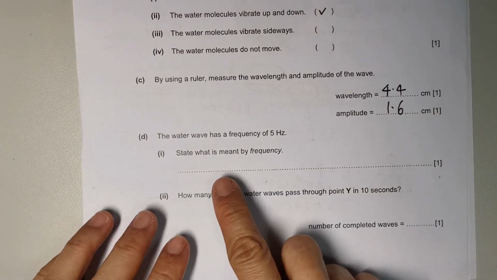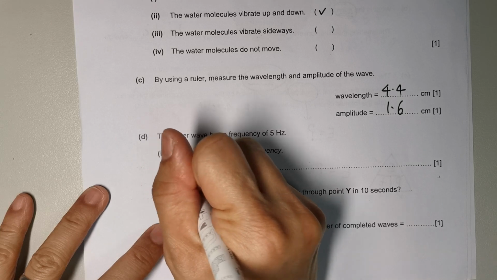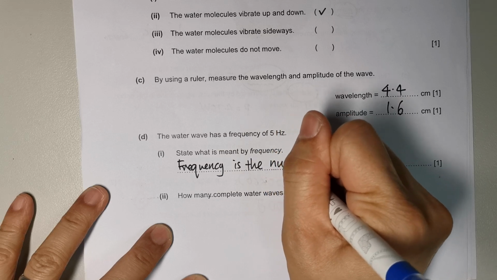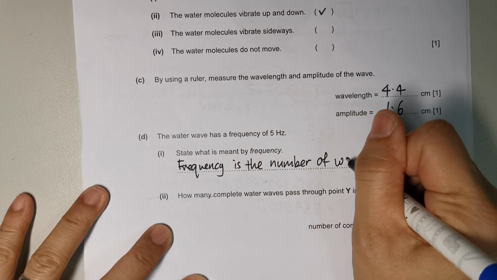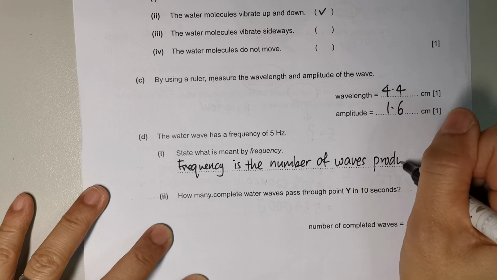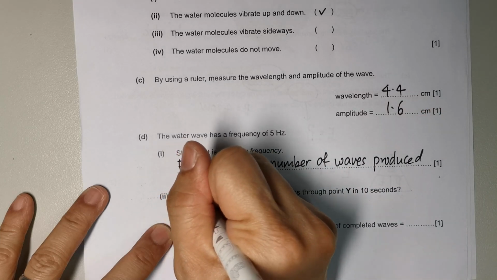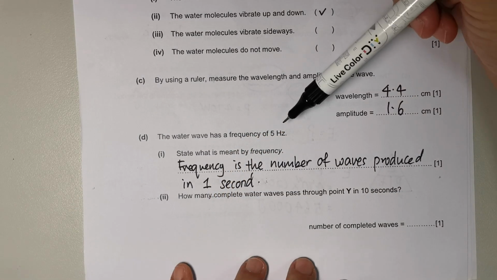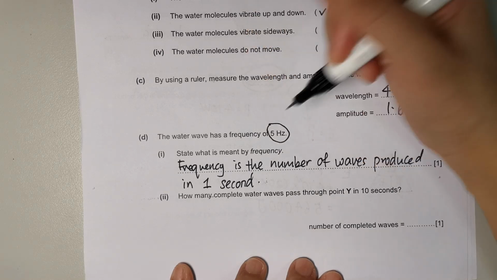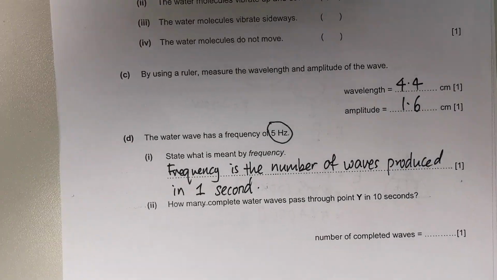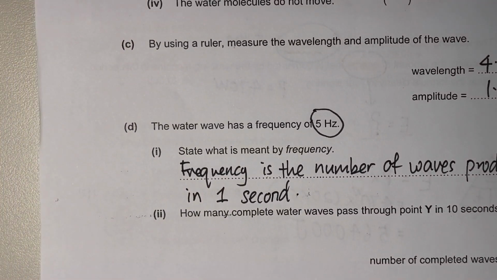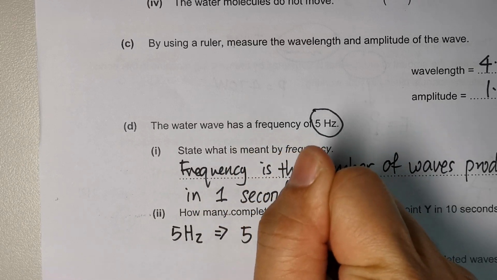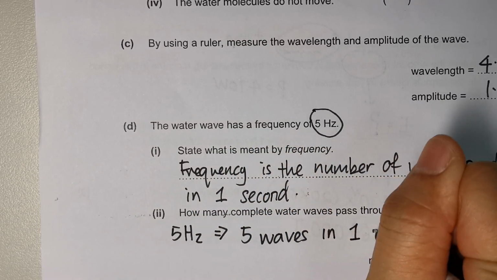Next, so what is the meaning of frequency? So frequency is the number of waves produced in 1 second. Okay, number of waves that you produced. Very important to say in 1 second. So if you see the frequency 5 Hertz, it means that you actually produce 5 waves per second. So 5 Hertz means you actually have 5 waves produced in 1 second.